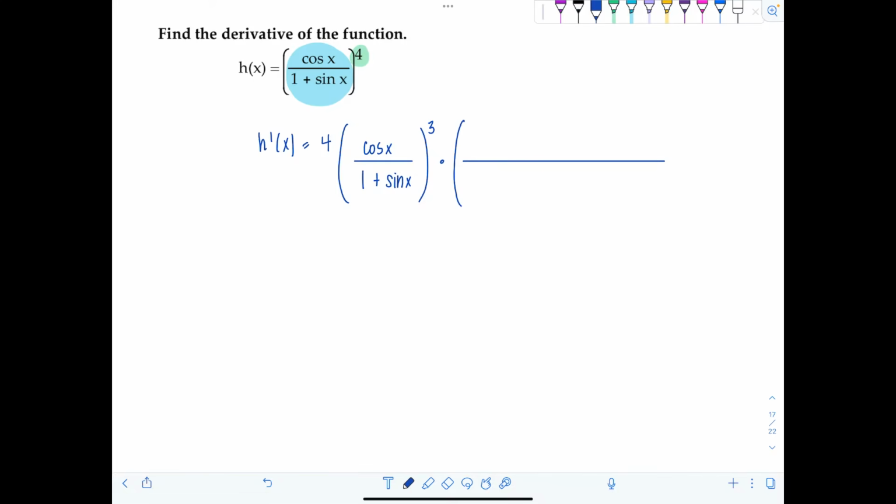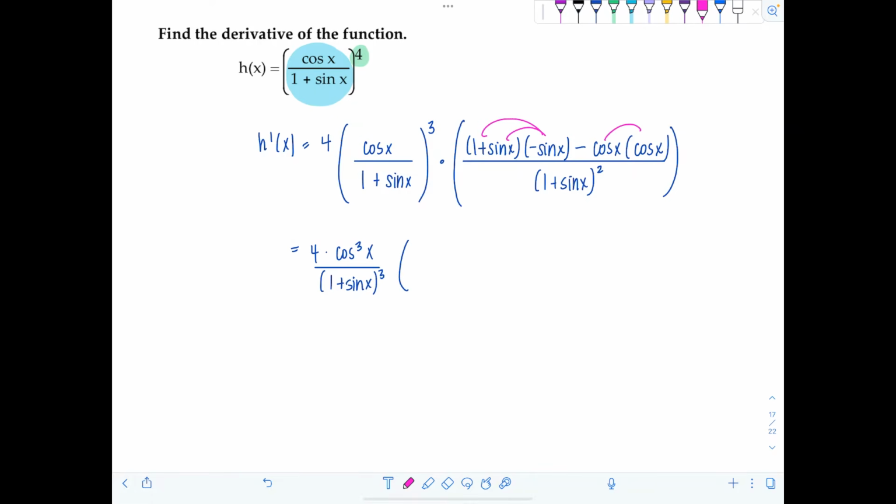Okay, did you do it? Let's check. Low, d high, derivative of cosine x is negative sine x, minus high, d low is just going to be cosine x over low low. Okay, clean this up. So 4 times, I'm going to distribute the exponent, cosine cubed x over 1 plus sine x cubed. And then let's see what's going on in these parentheses.